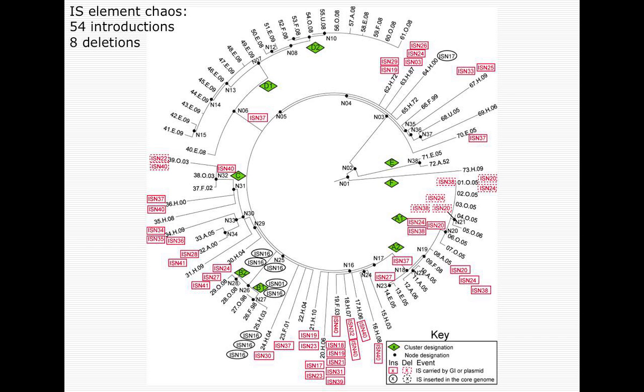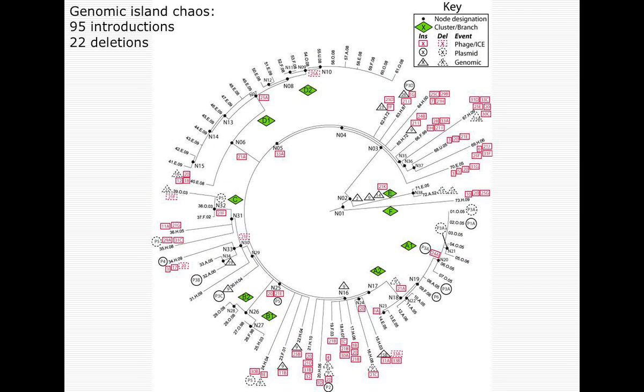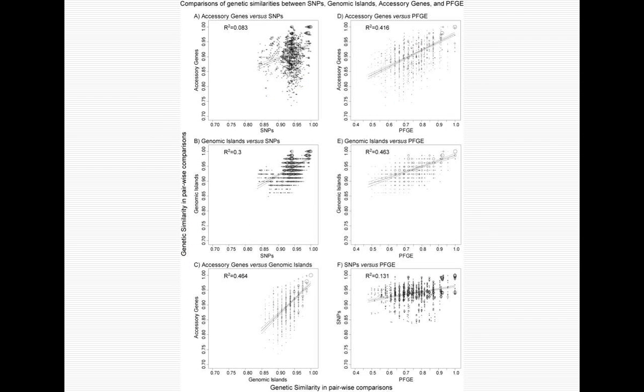There's very little genetic signal in these. This is true of genomic islands in general, consisting of phages, ICEs, we'll be hearing about both from Esther very soon, plasmids and genomic elements as well. They're jumping in, jumping out. And what is correlating now is the accessory genes versus pulse field with an R squared of 0.4. In contrast, when you look at SNPs versus PFGE, 0.13. The accessory genes versus genomic islands is quite high. The accessory genes versus SNPs is basically nothing. So you have two different genealogies going on, two different histories.